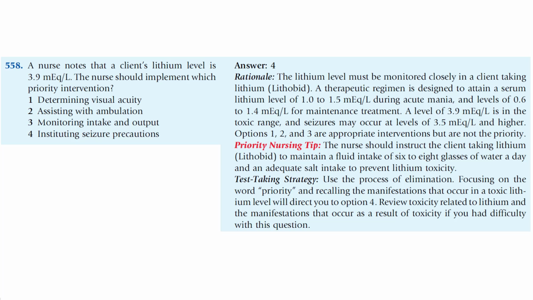Rationale: the lithium level must be monitored closely in a client taking lithium, Lithobid. A therapeutic regimen is designed to attain a serum lithium level of 1.0 to 1.5 mg per liter during acute mania, and levels of 0.6 to 1.4 mg per liter for maintenance treatment. A level of 3.9 mg per liter is in the toxic range, and seizures may occur at levels of 3.5 mg per liter and higher. Options 1, 2, and 3 are appropriate interventions but are not the priority.